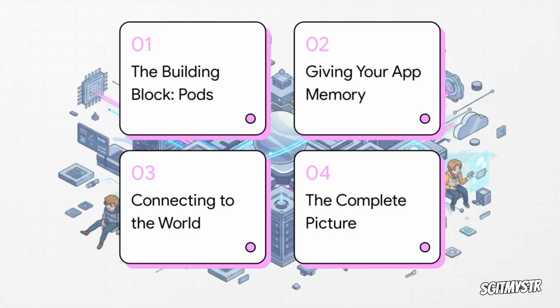So here's how we're going to break this down. First, we're going to look at the most fundamental building block, the pod. Then we'll get into how an application actually remembers things with persistent storage. After that, we'll figure out how it talks to the outside world through networking. And finally, we'll put that whole picture together.